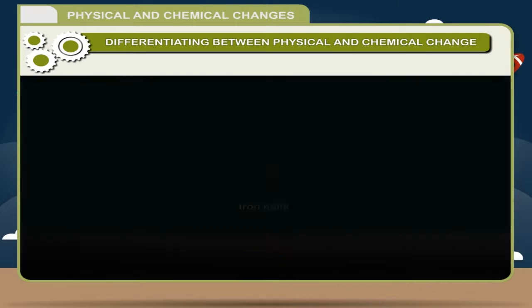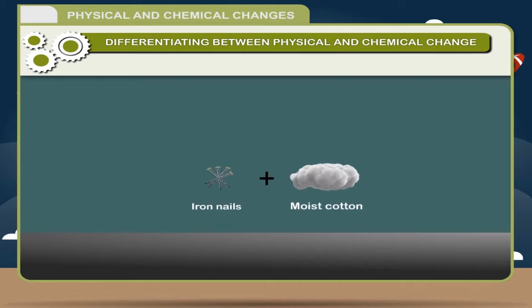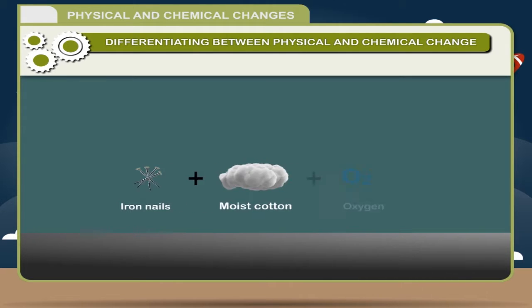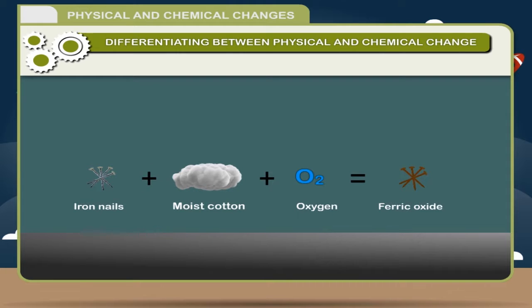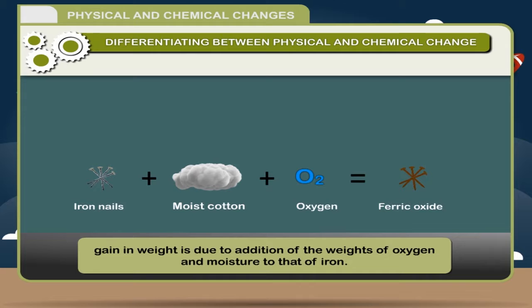Why? When you left iron nails with moist cotton exposed to air, the nails combined with the oxygen and the moisture present in air, forming a compound called hydrated ferric oxide. The process that took place is called rusting, and the gain in weight is due to the addition of the weights of oxygen and moisture to that of iron.